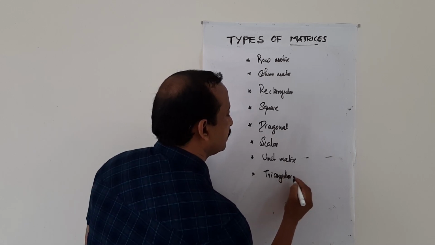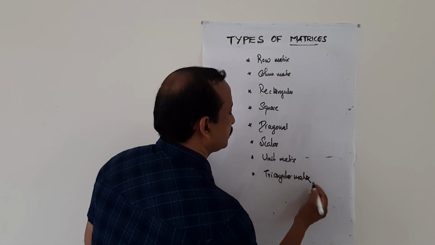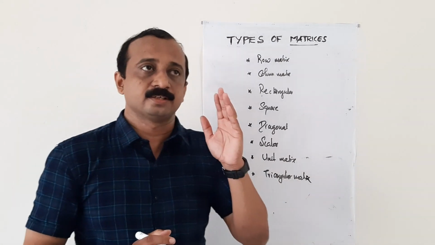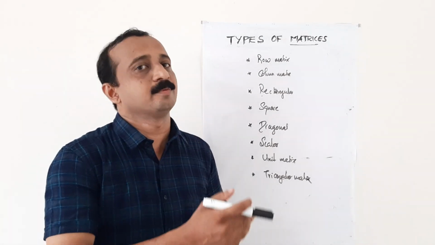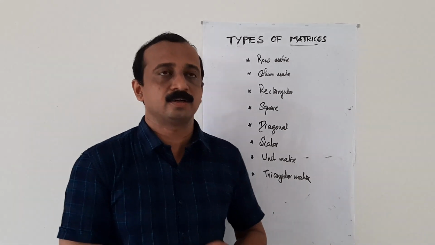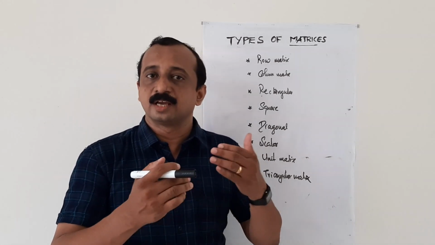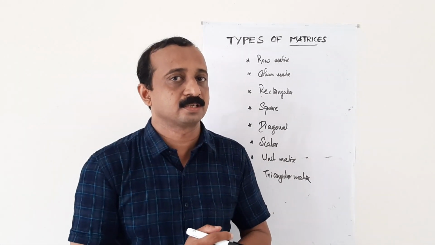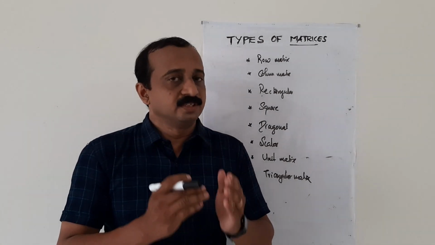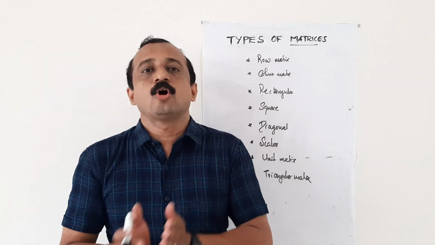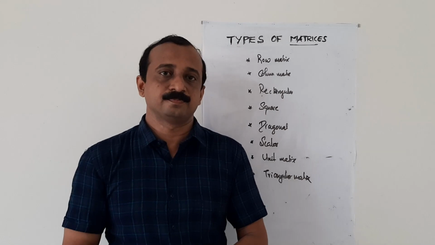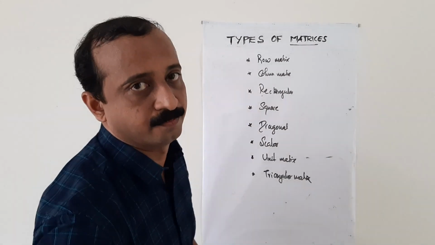What is a triangular matrix? There are two types. First is upper triangular, a square matrix in which all the elements below the principal diagonal are zero. And if all the elements above the principal diagonal are zeros, it is called lower triangular matrix. A matrix which is either upper triangular or lower triangular is called a triangular matrix. Okay, these are the different types of matrices.